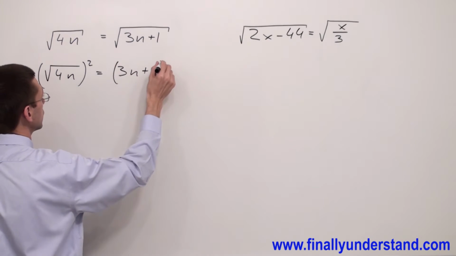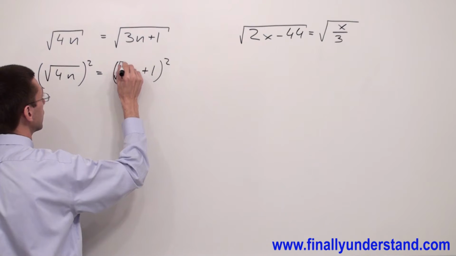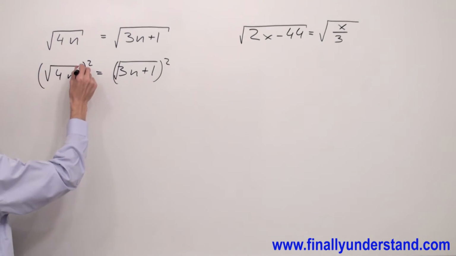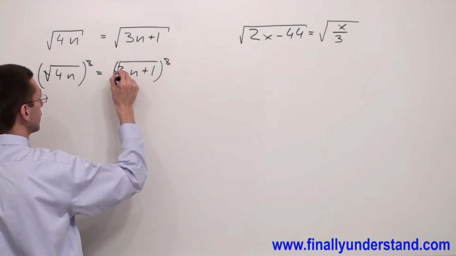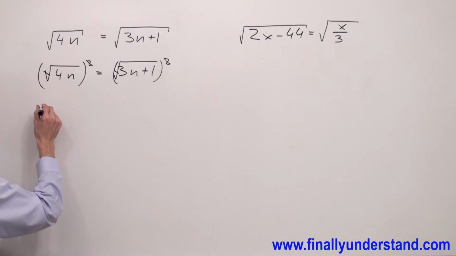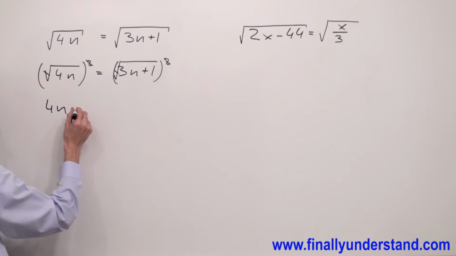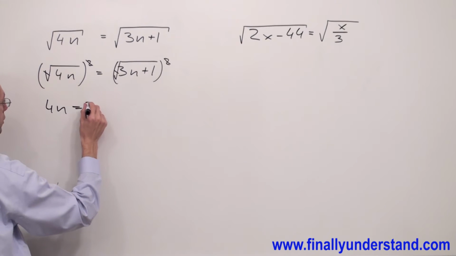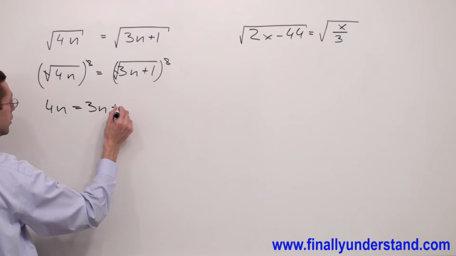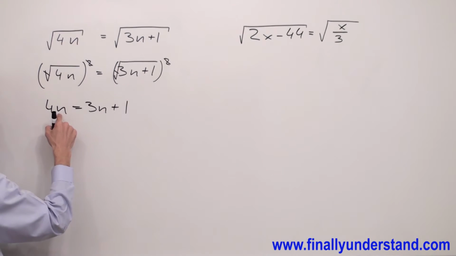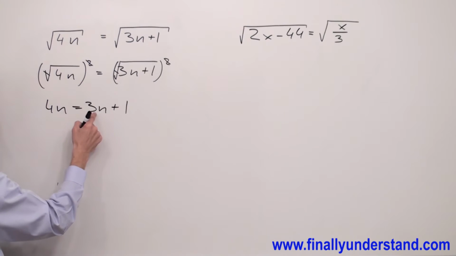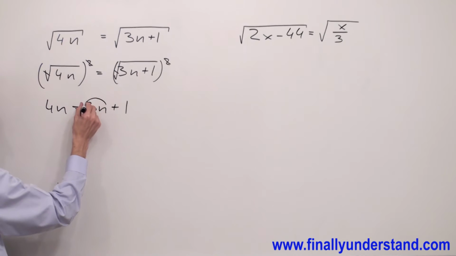Okay, I have to raise this one also to the second power. Exponent is going to eliminate my radical. And I'm going to have 4n equals 3n plus 1. I have n on both sides of the equation. I'm looking for n itself. So what I have to do, I have to combine the like terms.